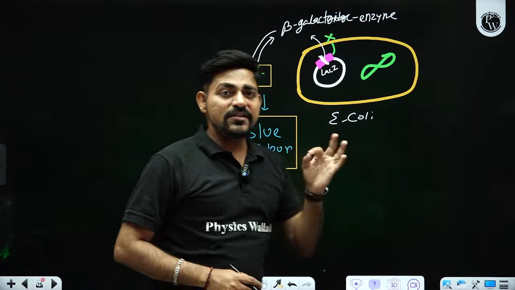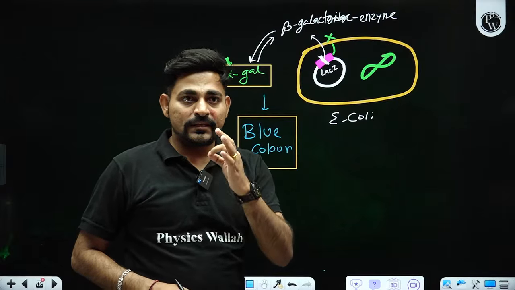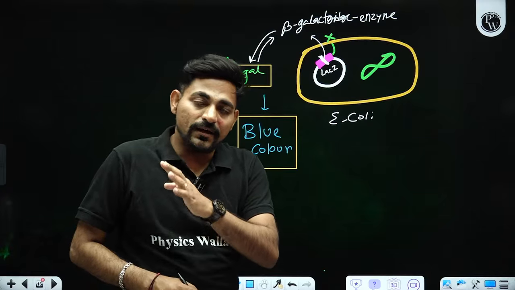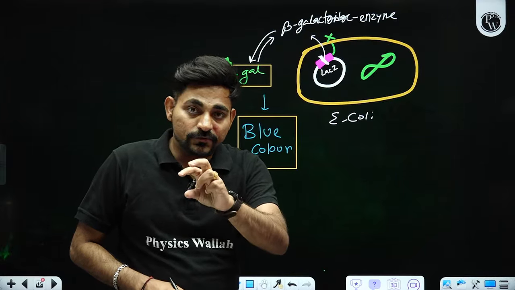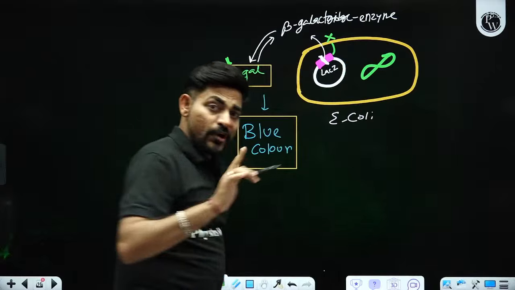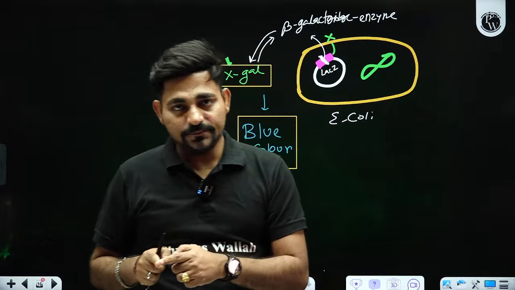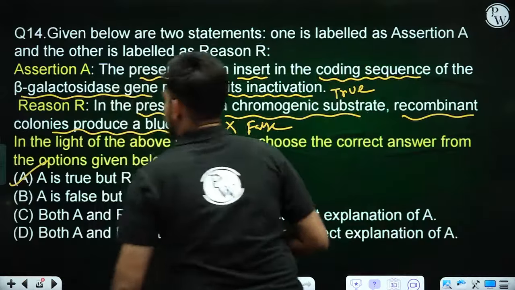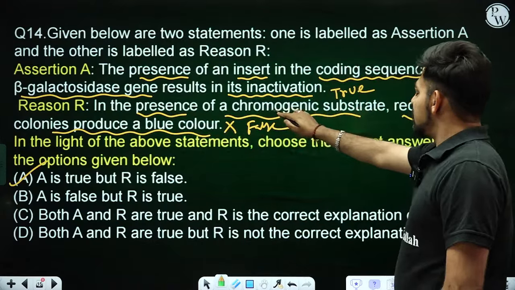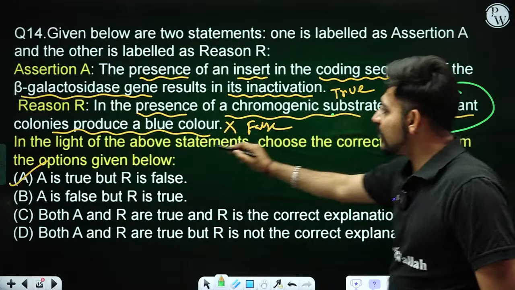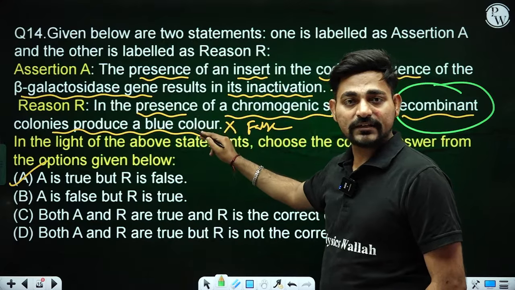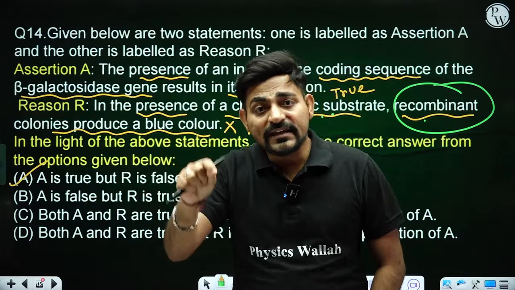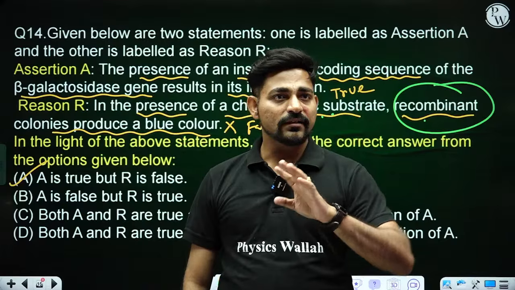So that is the identification of transformed bacteria. Your rDNA technology has successfully helped you to transform a bacteria. So non-production of blue color is an indication of transformation, and production of blue color is an indication of non-transformation. That's why, as per this question, the reason says that in the presence of chromogenic substance, recombinant colonies produce a blue color. So that's a false fact. In the presence of chromogenic substance, recombinant colonies cannot produce blue color; rather, the native colonies can. I think now you got my point, Ayush.